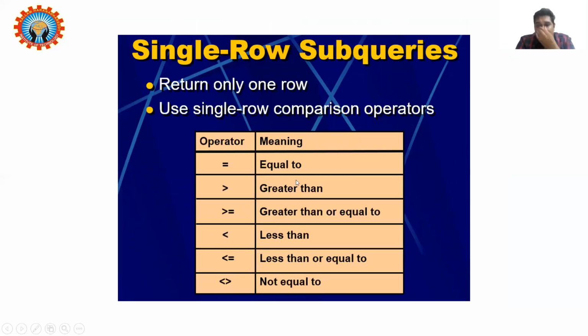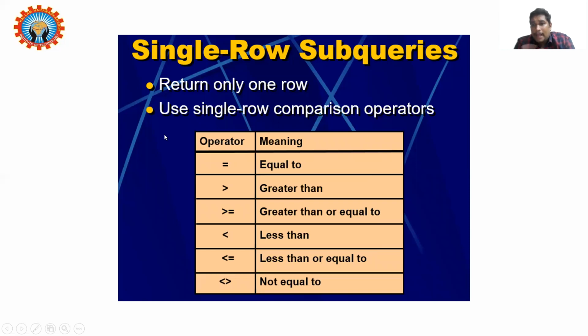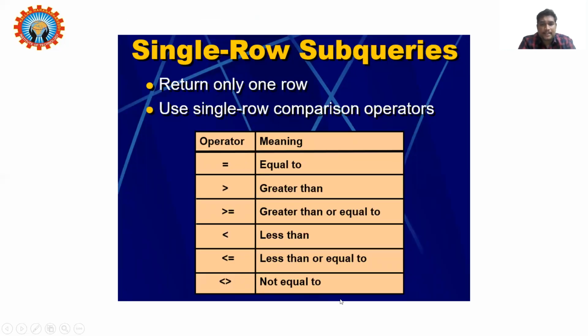These are the operators. While using single row, it returns only one row, so we use comparison operators such as equals and greater than. Comparison operators are used when there is a need for single row queries. If there is a multiple row query, we use operators like IN, ANY and ALL. All of these come under multiple row subqueries. This is the single row subquery.